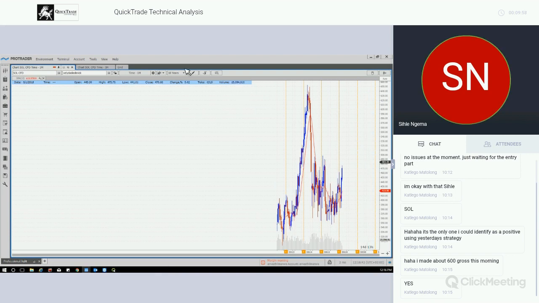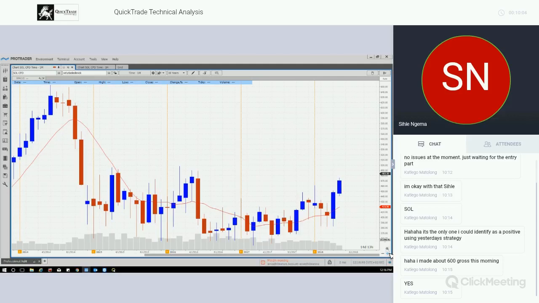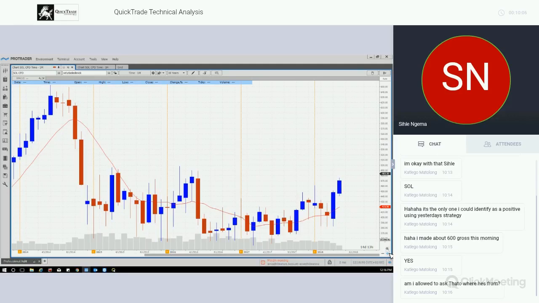First things first, monthly chart. The monthly chart here is saying we should buy Sasol.